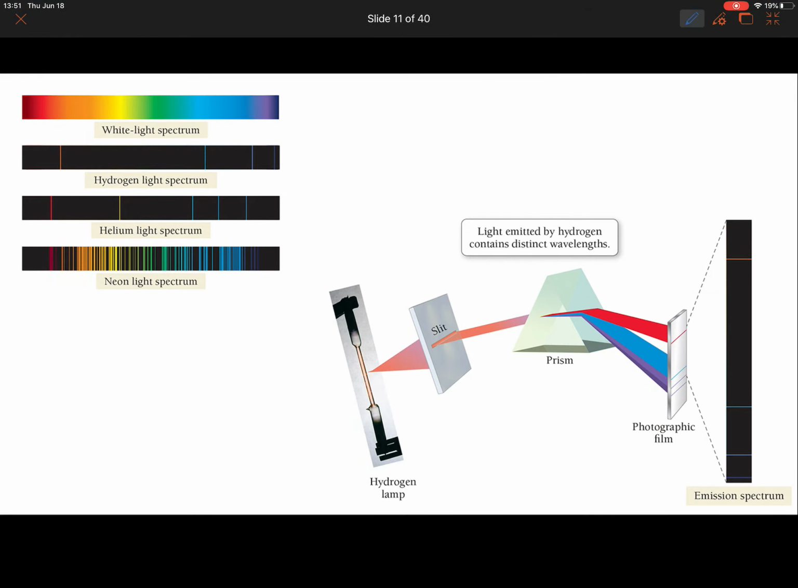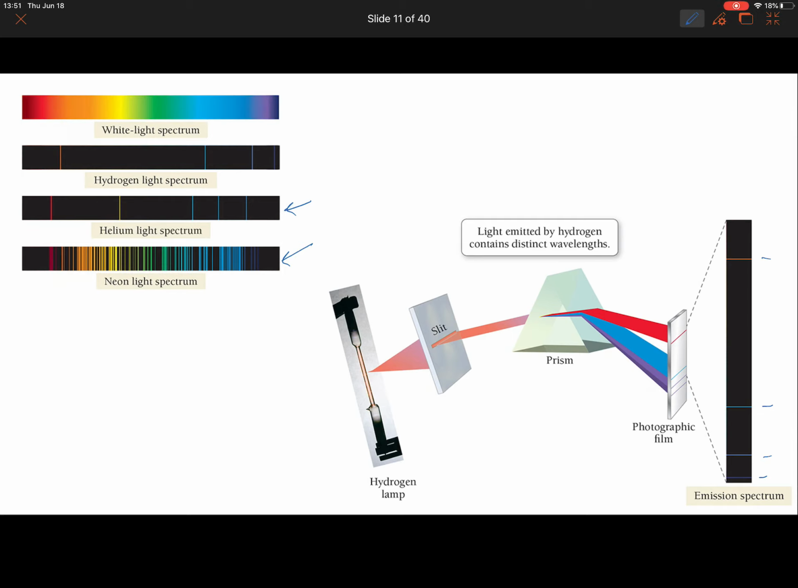We get a couple of different markings. We get 4 unique lines, 4 specific wavelengths. We call this the hydrogen emission spectrum. There's a helium emission spectrum, a neon emission spectrum. Every element will emit a very specific frequency or certain frequencies of light.